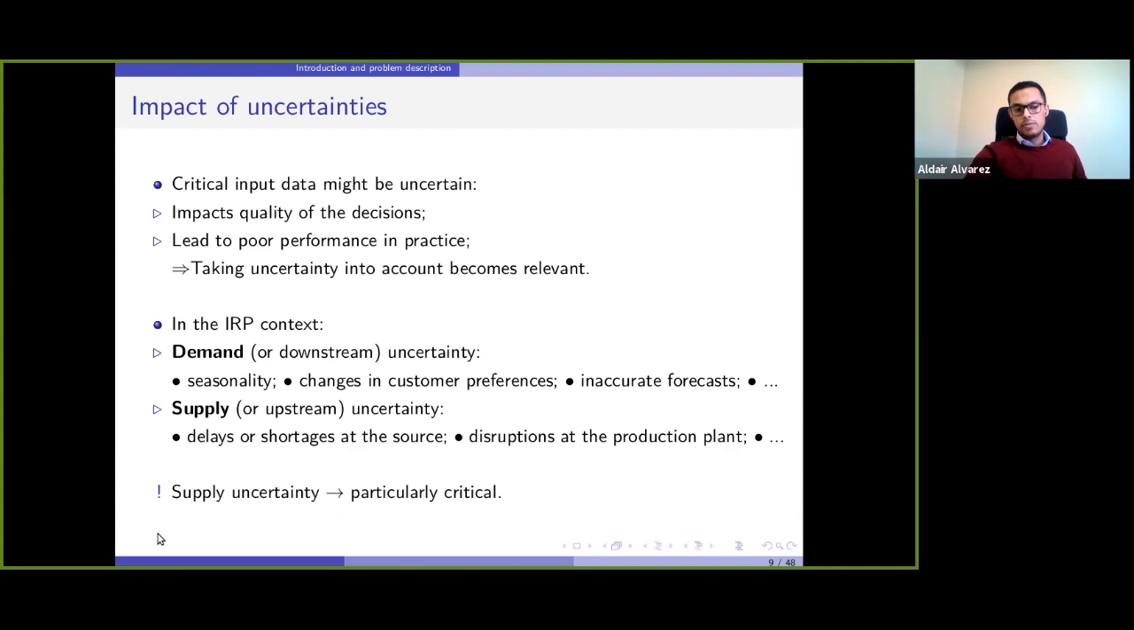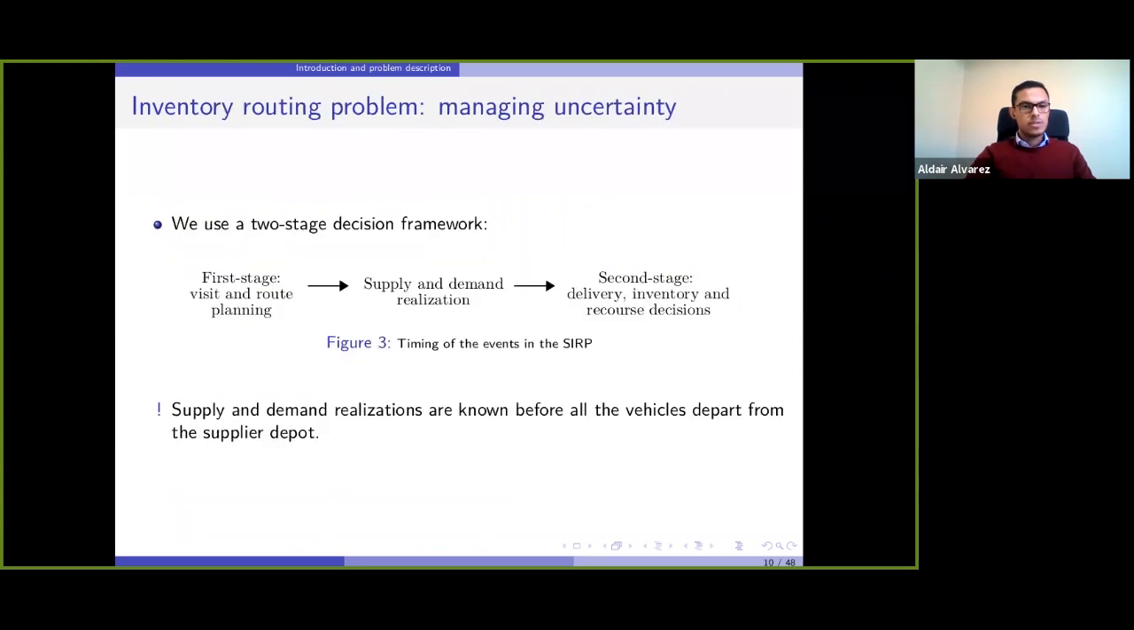Already highlighting, and I'm going to show this with the results of the computational experiments, that given the one-to-many structure, supply uncertainty can be particularly critical because disruption of the supply affects all the customers at the same time. So this is important to be aware of, and we are going to show that with the results.